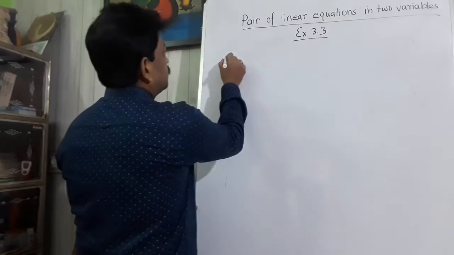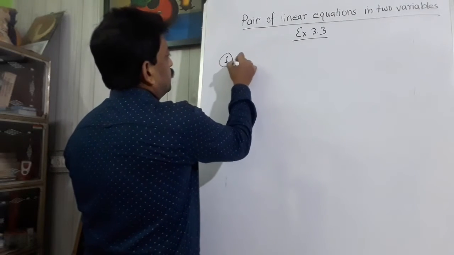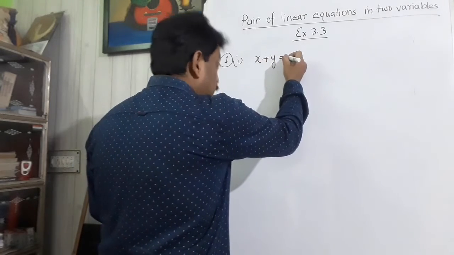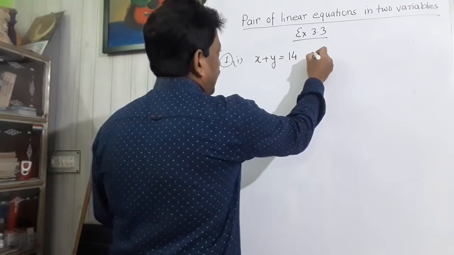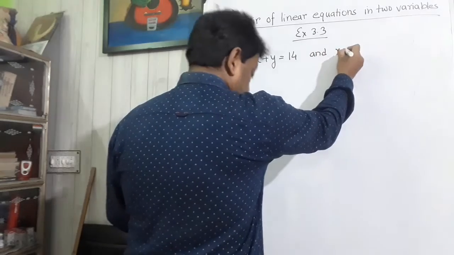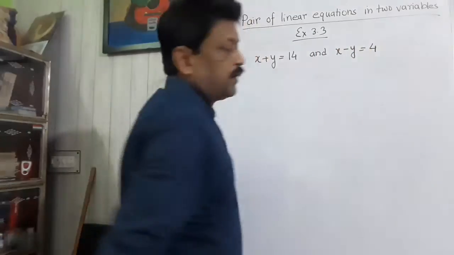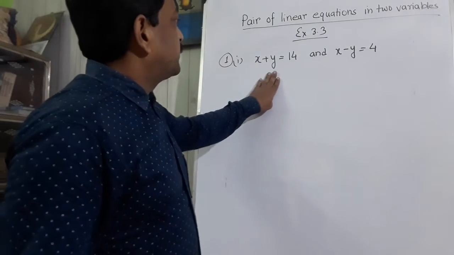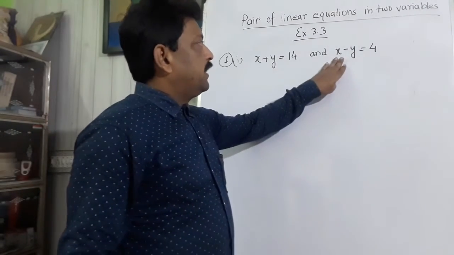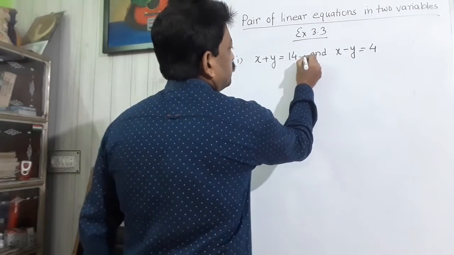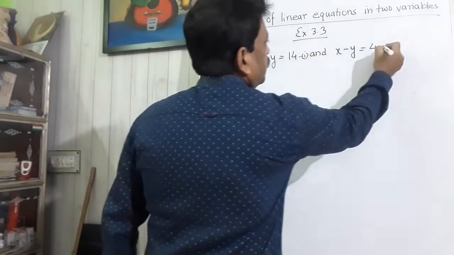The question is x plus y is equals to 14 and x minus y is equals to 4. So there are two equations, x plus y equals to 14 and x minus y equals to 4. So let me mark these equations as 1 and 2.